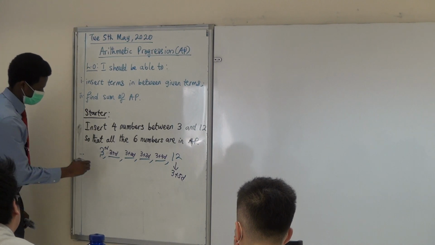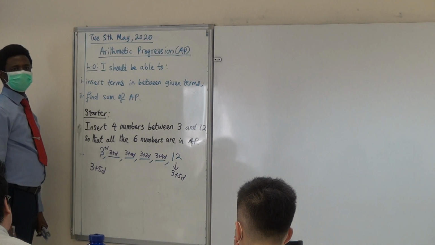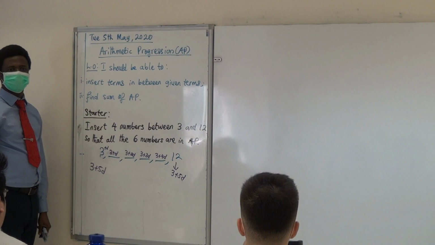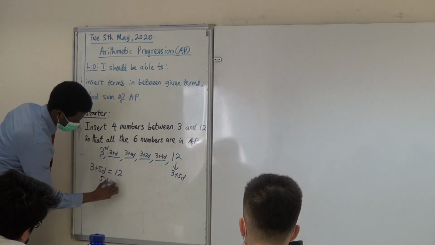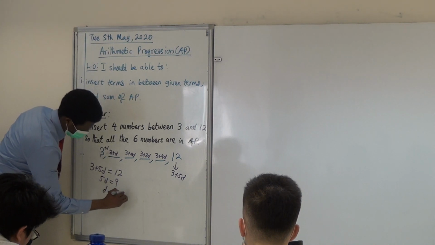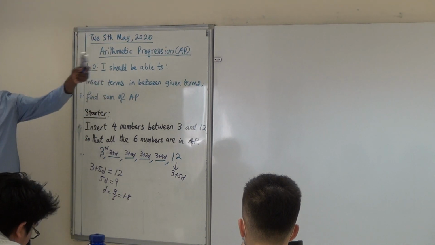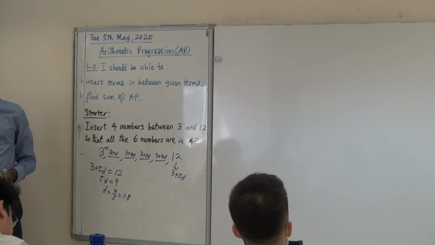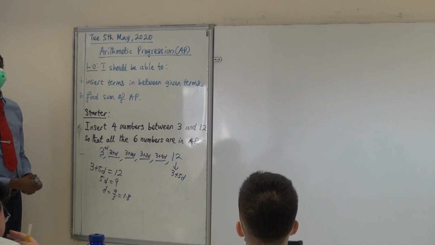Okay? So if you call this first, that's just like a system. So 3 plus 5D is 12. 5D will be 9. And D is 9 over 5. That is 1.8. And with that, you can find the missing ones. So 4.8 is right, 6.6 is right, and so on. So you can complete it yourself.